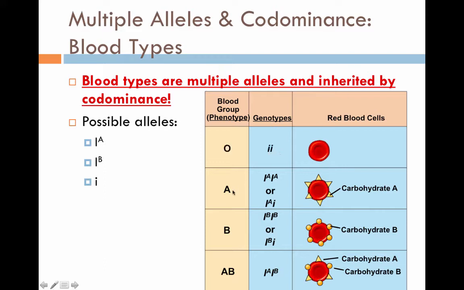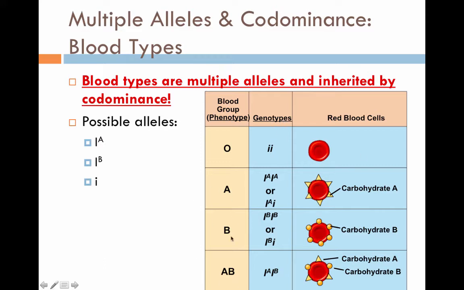Notice here, type A blood, the phenotype, has possible genotypes of IA IA or IA little i. B blood has possible genotypes of IB IB or IB little i. AB has a possible genotype of IA IB. This shows that it's codominant because both A and B are being expressed. O, on the other hand, has little i little i as its genotype.